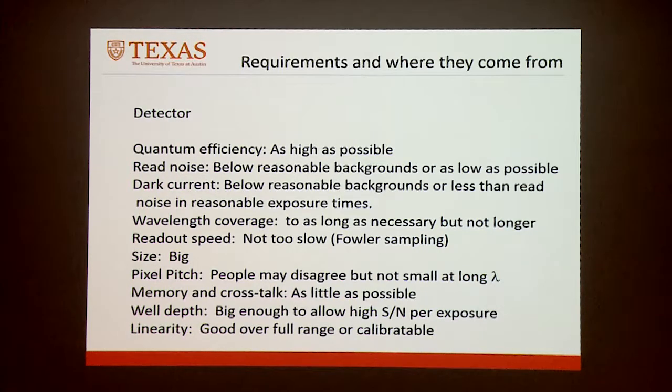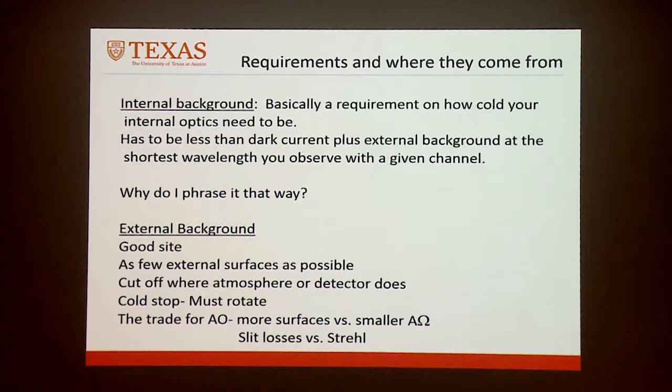And the answer is they have to be big enough to allow high signal to noise per exposure. So let's just give an example. If your well depth is 10,000, then the square root of 10,000 is 100. So you can get up to 100 to 1 signal to noise on the photon noise at that point. You don't want the detector well depths to be too small.